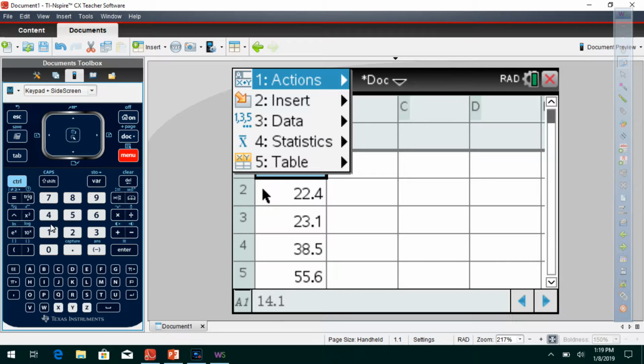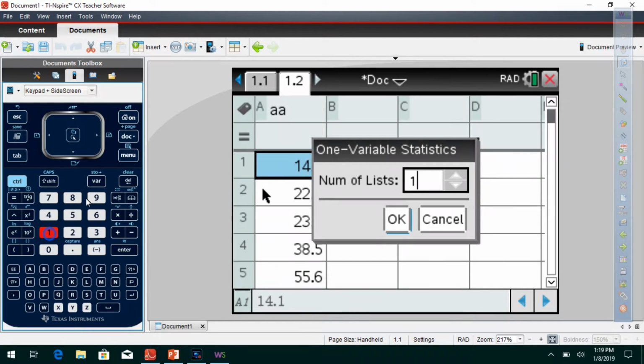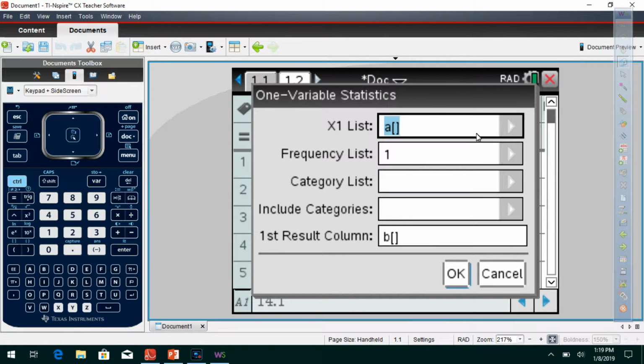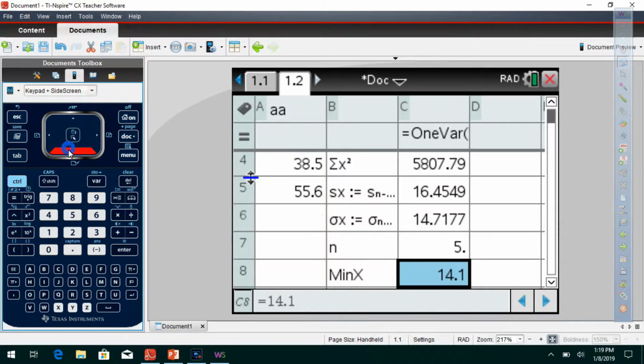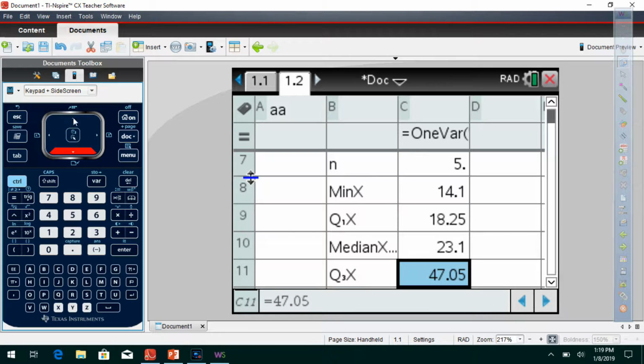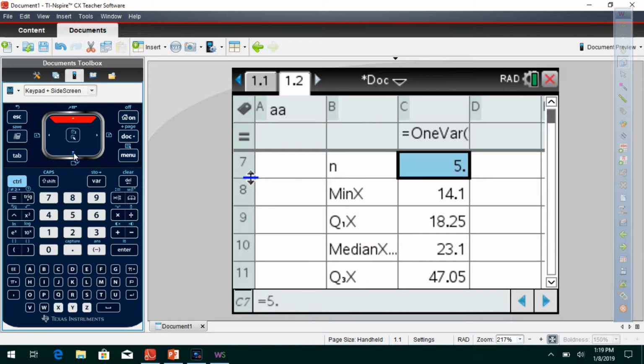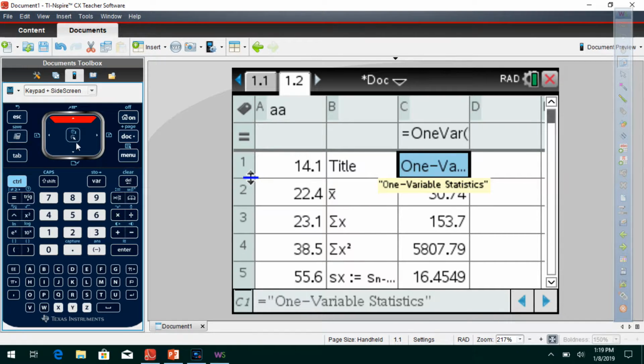Remember, you can do menu, 4, 1, 1, two variable statistic, or one variable statistic, A, and then the mean is 30.74. And let's go down here. The median is 23.1.